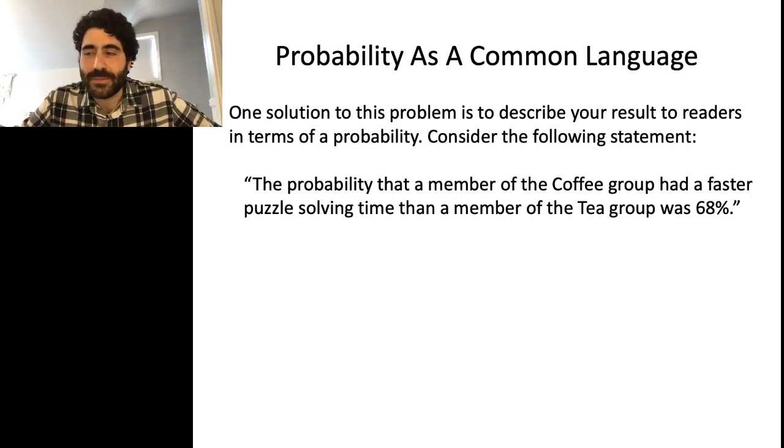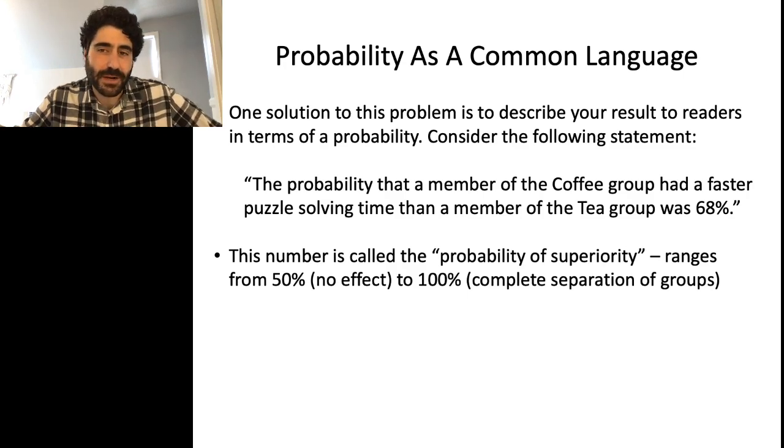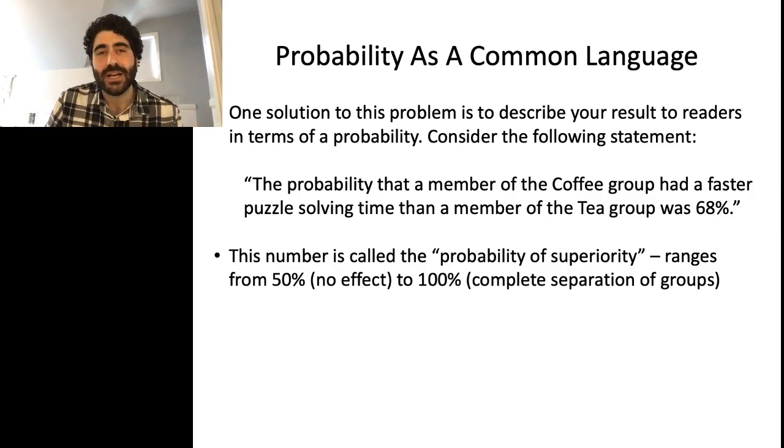And so I mentioned earlier in the lecture, this number is called the probability of superiority, which just means, what's the probability that a person from one group is going to be superior to the person in the other group. And so if there's no effect, if the groups are identical, this will be 50%, right? If there's no impact of your hot drink of choice on your puzzle solving, then the chance that one person is going to be faster than another is just 50%. It's just random. A probability of superiority of 100% means that every single coffee drinker in the world is faster than every single tea drinker in the world, right?